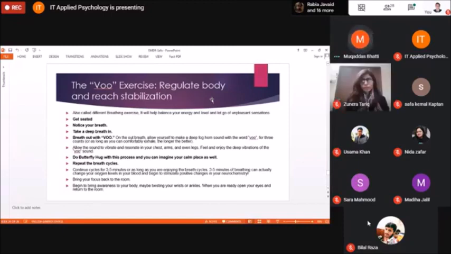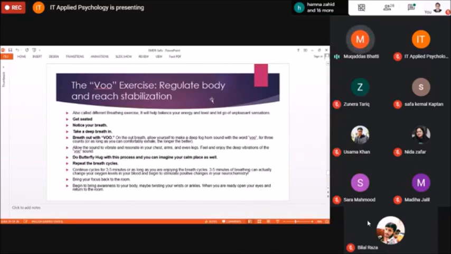Repeating this breathe in and breathe out 3 to 5 times, you can now do butterfly hugs with this, and you can imagine your safe and calm place as well. Repeat this 3 to 5 times, or as long as you can. You can even repeat this exercise every hour, and this is very helpful to let you be in more control and to be resilient.